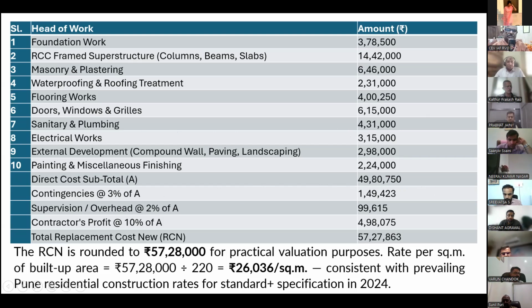Then we add contingencies at the rate of 3%. Then contractor's profit at 10%. And total replacement cost comes out to be 57,27,860, approximately 57,28,000. And if you calculate per square meter, it is approximately 26,036 per square meter.